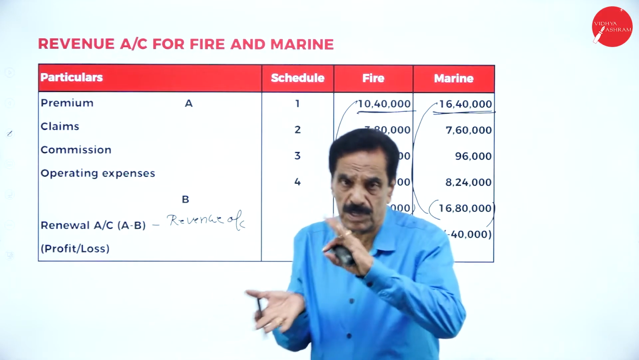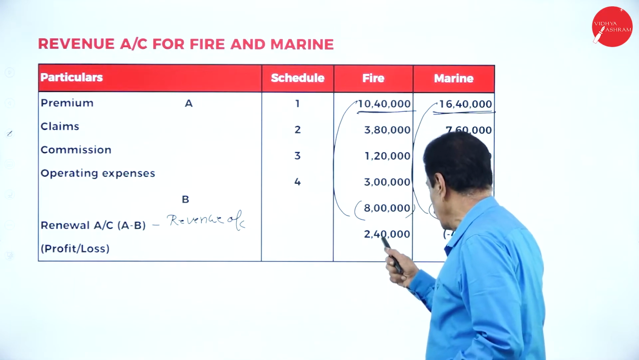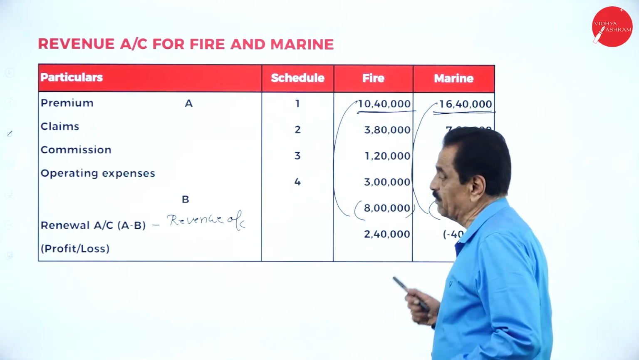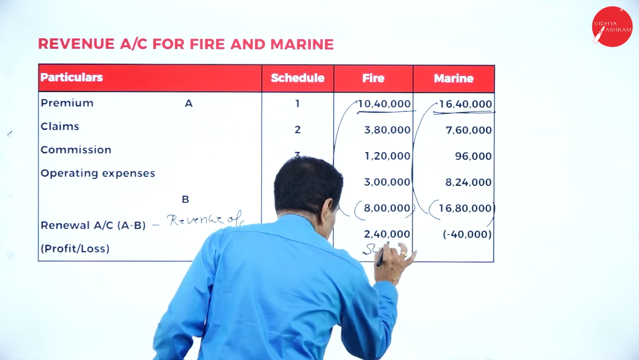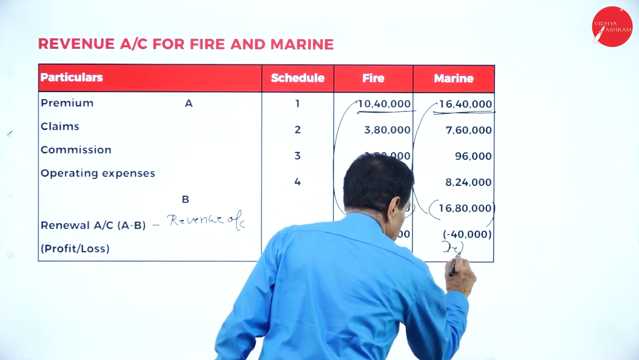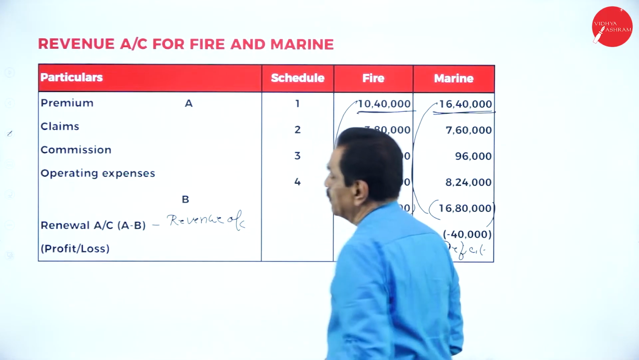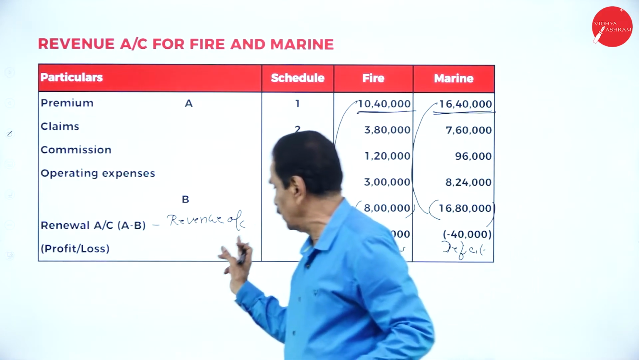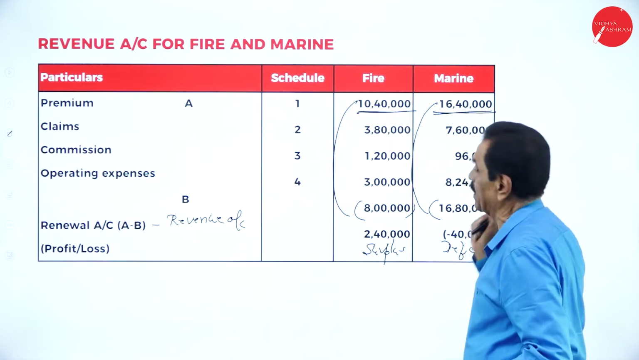Some authors also say renewal of account means A minus B. So the difference is profit or loss. This is a profit, a surplus, and this is a deficit. So this is considered a surplus, and this is considered a deficit. So renewal of account means A minus B, revenue account, profit or loss.